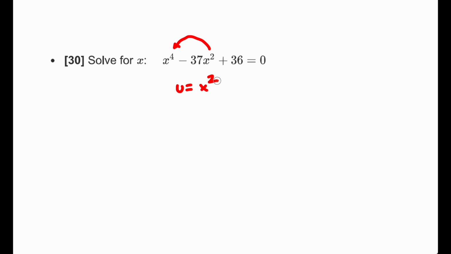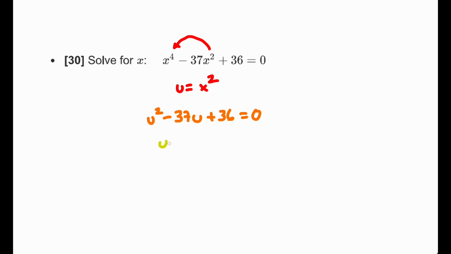If you notice, it's the same kind of thing. You have x to the 4th and you have x squared, so that power doubles. It's usually a telltale sign when the power doubles like that from 2 to this 4 here. In that case now, our u is going to be equal to x squared. Because if our u is equal to x squared, we can rewrite this whole thing to u squared minus 37u plus 36 is equal to 0.